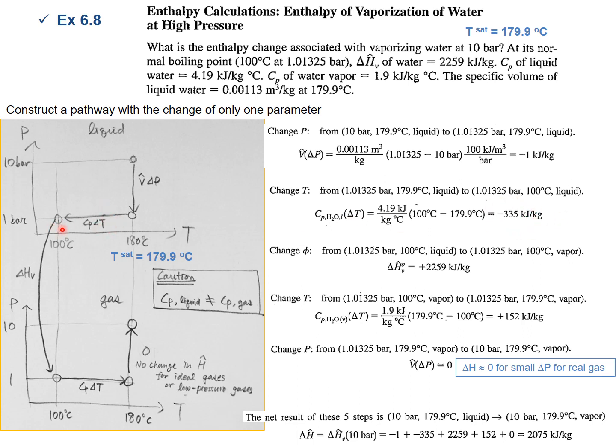And then next is to change the phase from liquid to gas. So let me say this is the gas domain, pressure-temperature curve here, and we'd like to change the phase from the liquid phase water at 1 bar, 100 Celsius degree, to the gas phase of water at the same 1 bar, the same 100 Celsius degree.